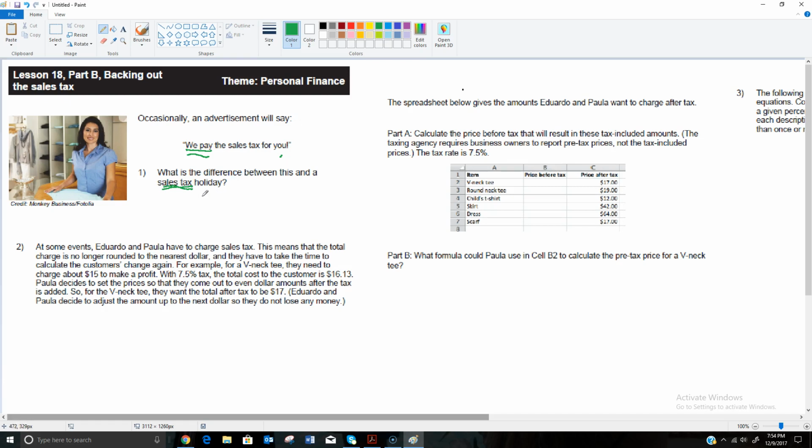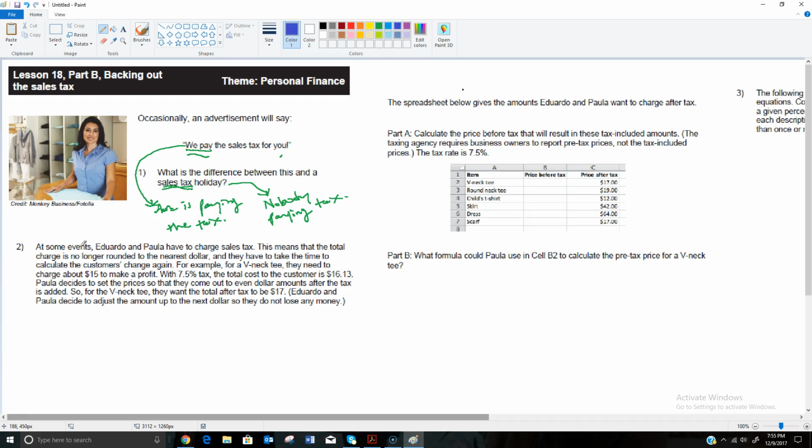Well, in that case, the store doesn't have to pay the tax for you. Nobody's paying the tax. The state is giving everyone a holiday from taxes, and nobody is paying those taxes. So in this case, the store is paying the tax, whereas in this case, nobody is paying tax. Now, for you, for the consumer, it really doesn't make a difference. It's the same result, but in actuality, they are different.